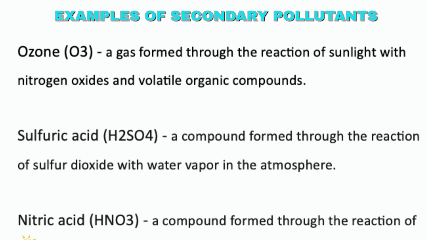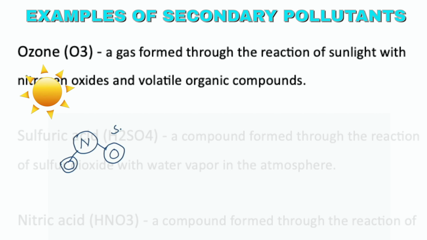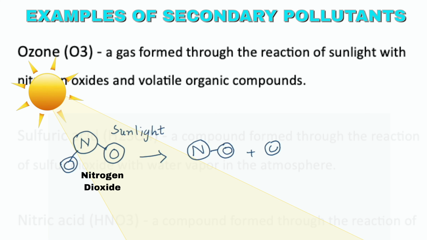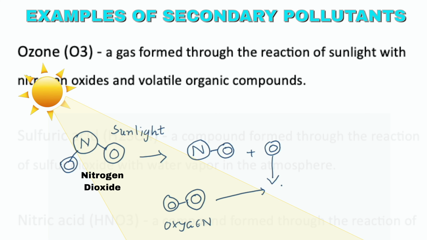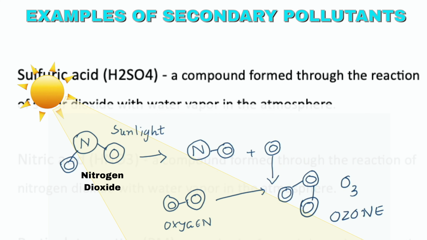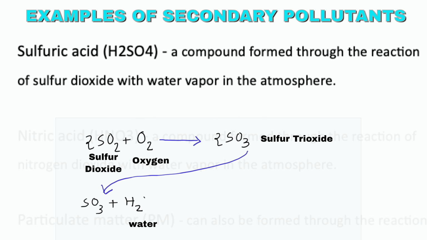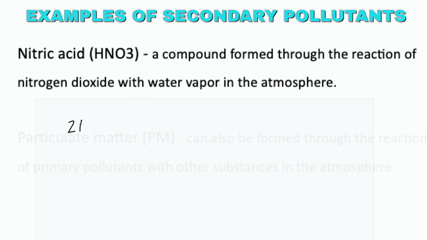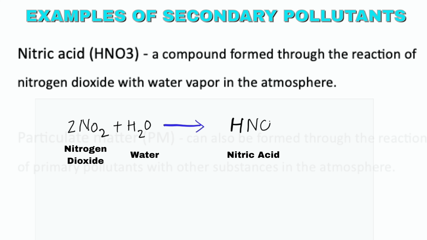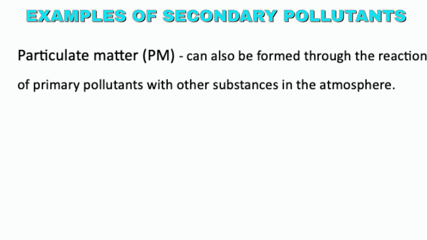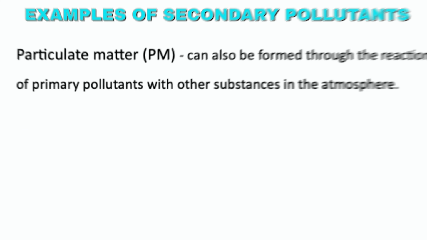Ozone, a gas formed through the reaction of sunlight with nitrogen oxide and volatile organic compounds. Sulfuric acid, a compound formed through the reaction of sulfur dioxide with water vapor in the atmosphere. Nitric acid, a compound formed through the reaction of nitrogen dioxide with water vapor in the atmosphere. Particulate matter (PM) can also be formed through the reaction of primary pollutants with other substances in the atmosphere.